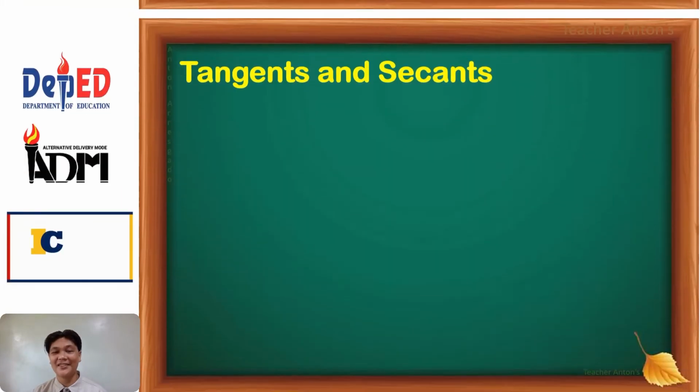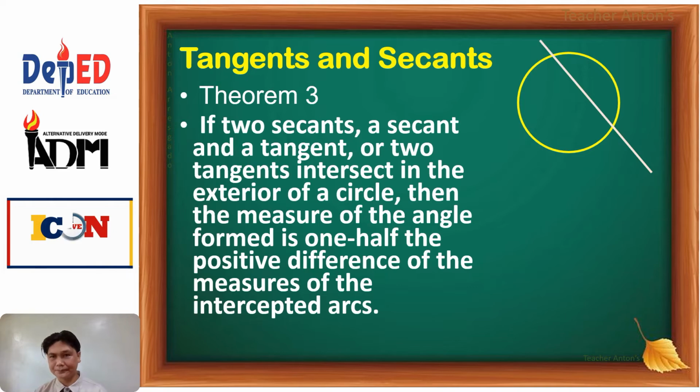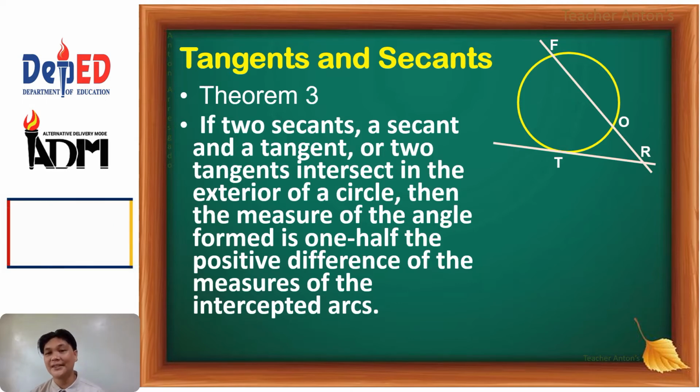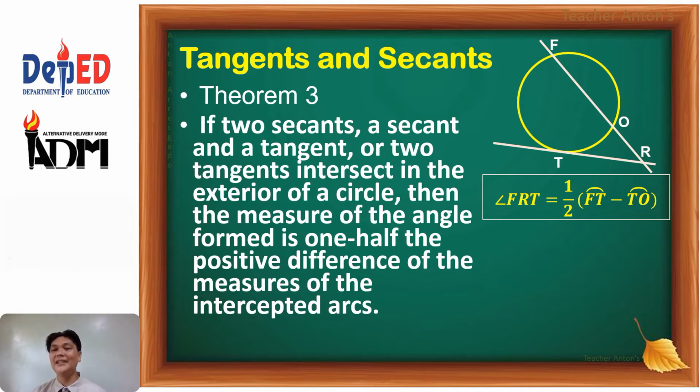Now a secant and a tangent. Here, the same theorem, and we have there a secant and a tangent. So there we have an angle FRT, as you can see, outside the circle. We have intercepted arcs OT and FT. To solve for the measure of the angle, it's 1/2 the positive difference, so FT minus TO. I mean arc FT minus arc TO.